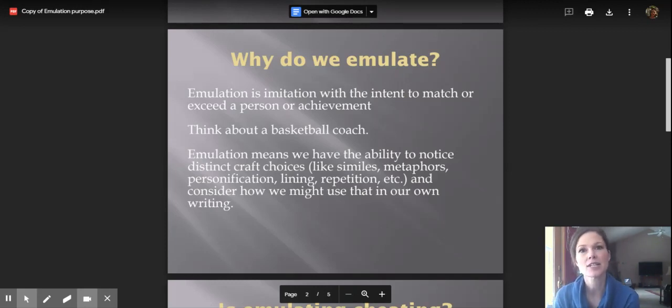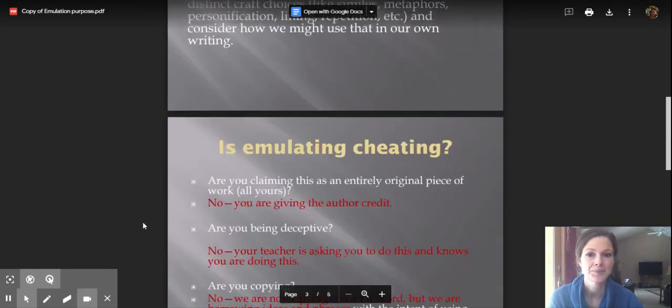And so they're looking at each of those elements. Well, what does it take to spike the volleyball really well? What are all of the elements? And then they show you. We do the same thing with poetry. We look at a poem and we look at all of the elements, the similes, the metaphors, the lining, and we think about what that author did, and then we use those same strategies in ours. And so that's what emulation does. So it means that we have the ability to notice distinct craft choices like similes, metaphor, personification, lining, repetition, and consider how we might use it in our own writing.